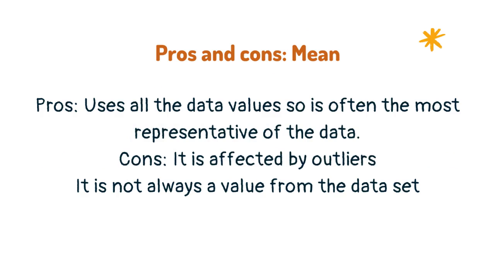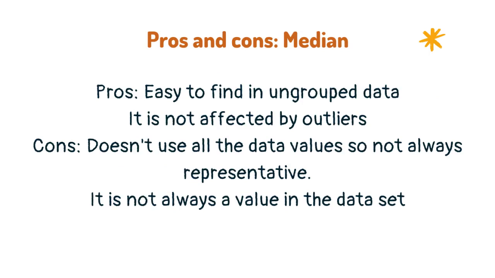For the mean, here are some pros and cons. Pros: uses all the data values, so is often the most representative of the data. Cons: it is affected by outliers, it is not always a value from the data set. The median has some pros and cons. Pros: easy to find in ungrouped data, it is not affected by outliers. Cons: doesn't use all the data values, so not always representative. It is not always a value in the data set.